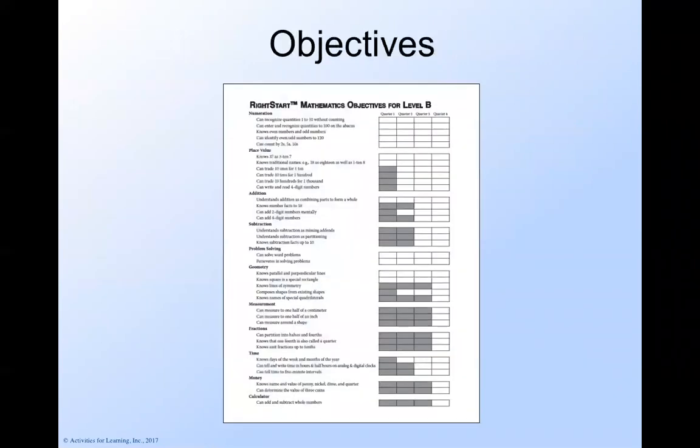Okay, what are the objectives of Level B? You'll find this in the front of your lesson book, just a list of objectives, and you can see the different categories: numeration, place value, addition, subtraction, problem solving, geometry, measurement, fractions, time, money, calculator. These are the topics under those categories that we'll be covering. The squares that are white are the quarters that they will be covered in. So then you can go through and see what's been covered. If there's something your child's struggling with or needs to address, you can keep track of where you are.